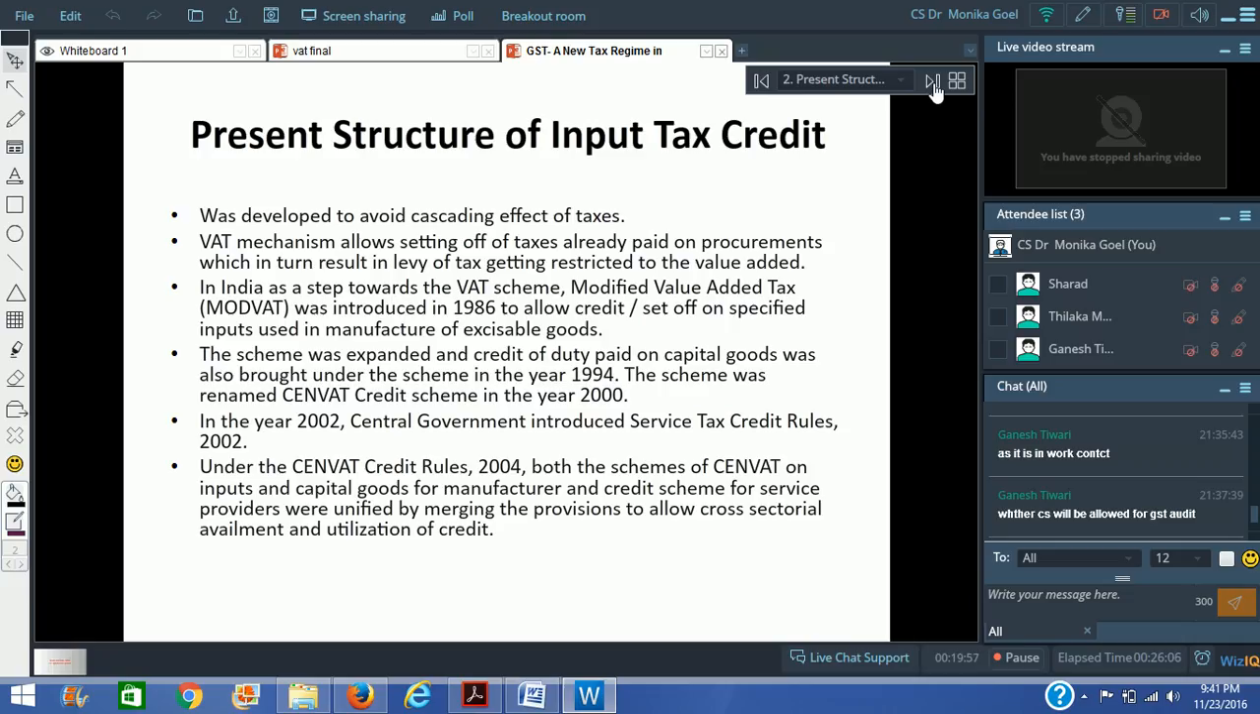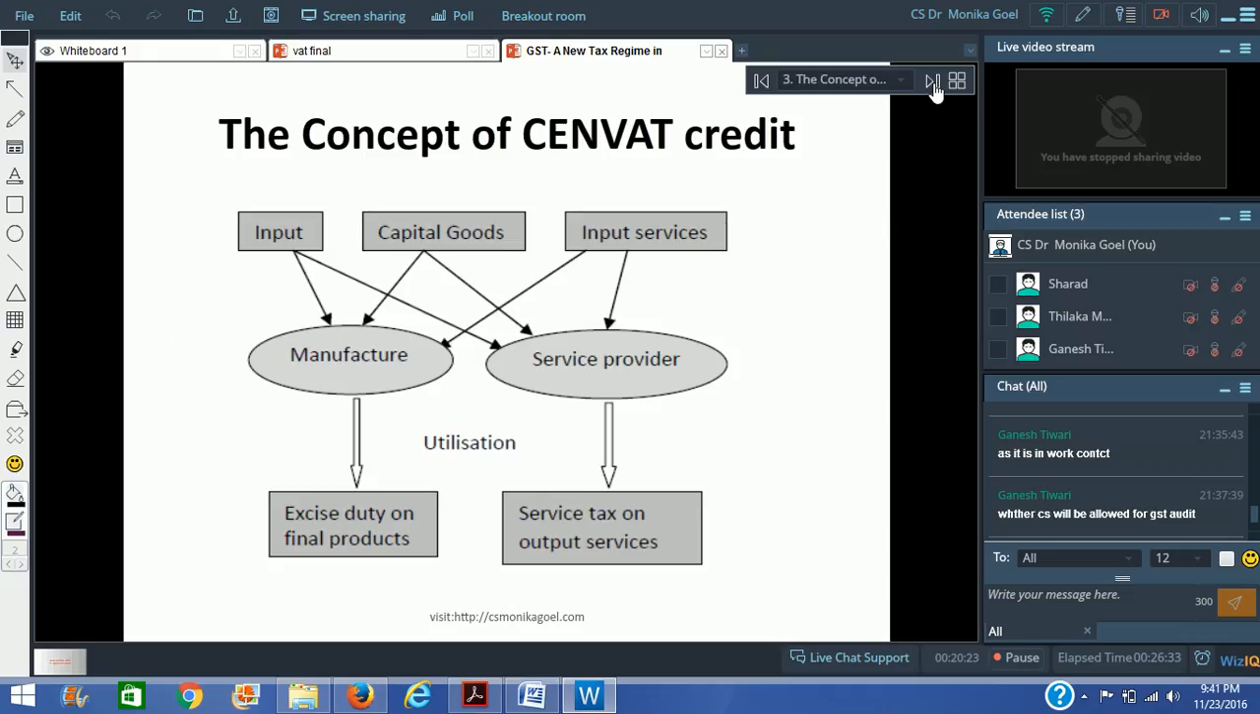In 2002, service tax credit under CENVAT was also started, and in 2004, CENVAT credit for excise and service tax were clubbed together by merging them and giving cross-sectoral availment and utilization of credit. So now you can utilize the credit of service tax for the payment of your excise duty, and you can utilize your input tax credit of excise for the payment of service tax, right? All this we have already studied, all this we have already covered.